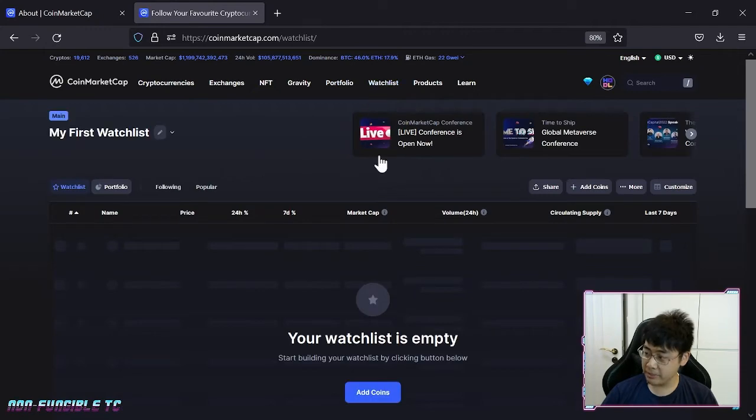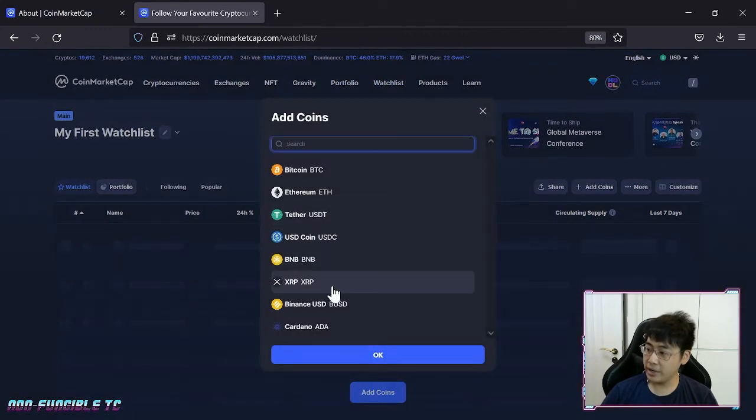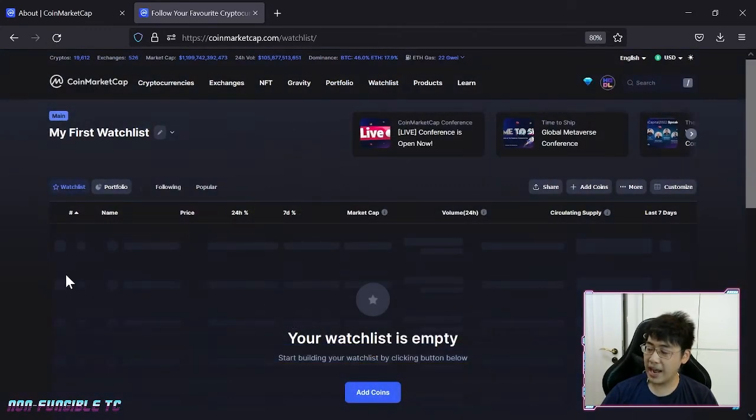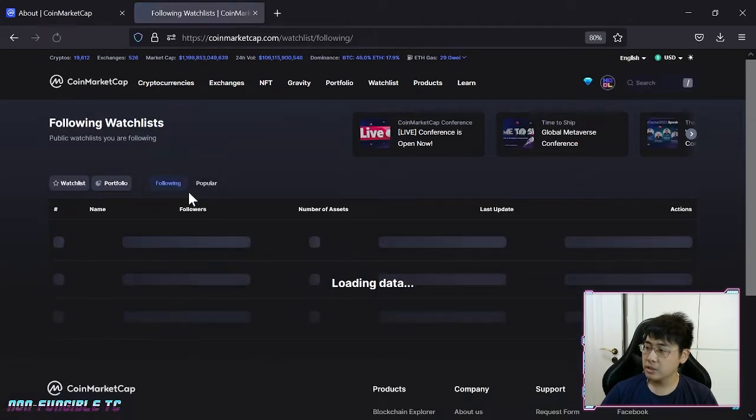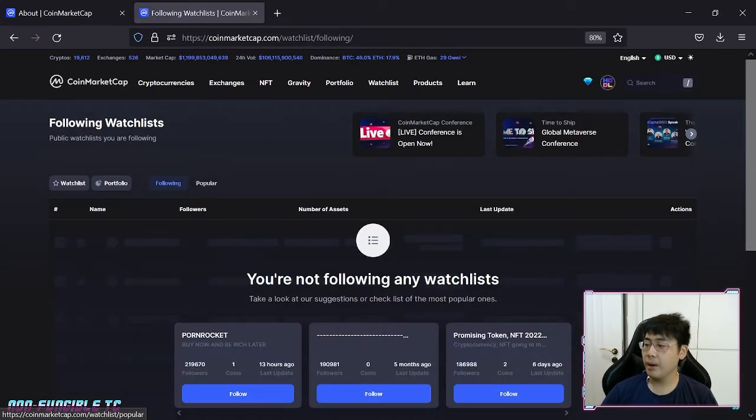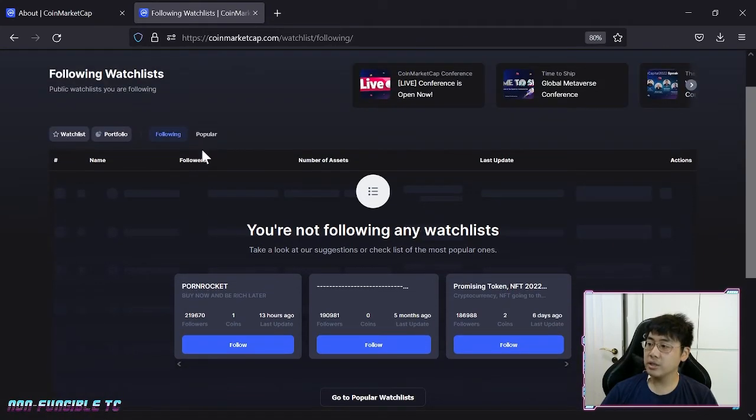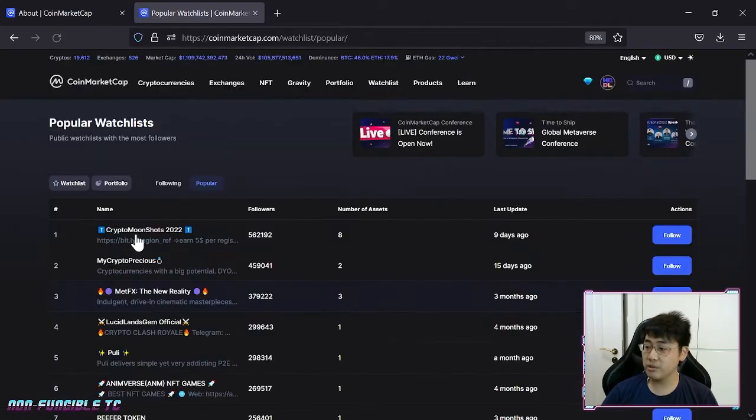Watch list is pretty much the same. You can add coins, add here, and then it will show up. You can have your own tailor-made watch list, right? Similar to that, you can say, oh, this watch list is for my portfolio, this watch list is for DeFi, and so on. So you can follow people's watch lists. There are community watch lists. There are popular watch lists if you want, and then you can follow them and learn a thing or two from the community.